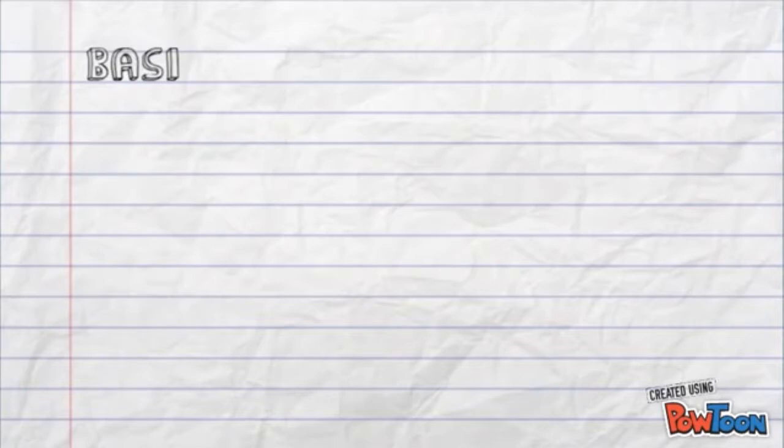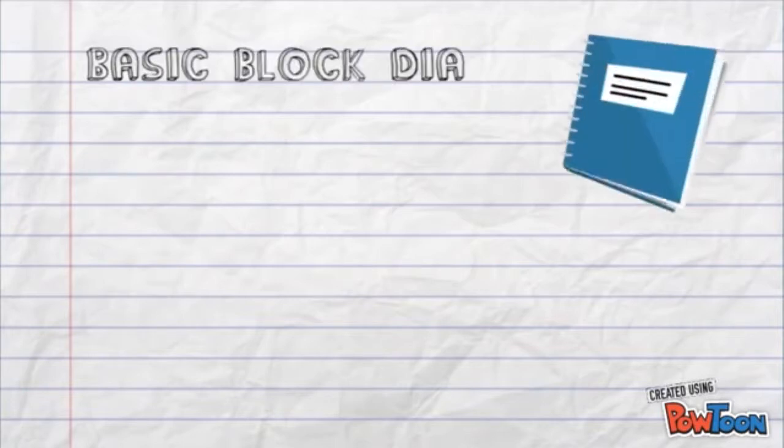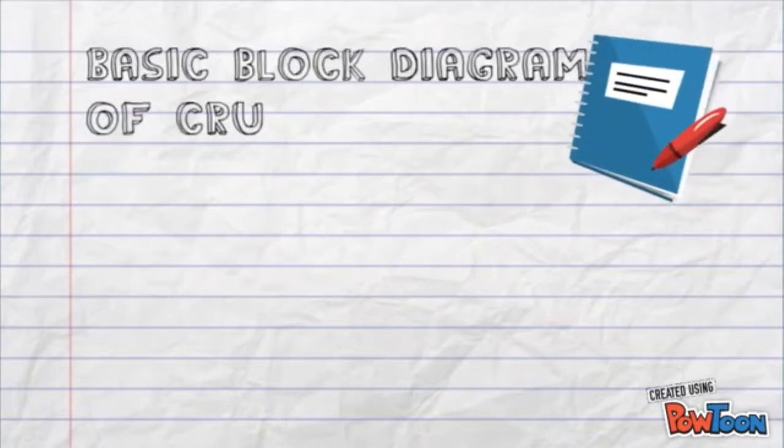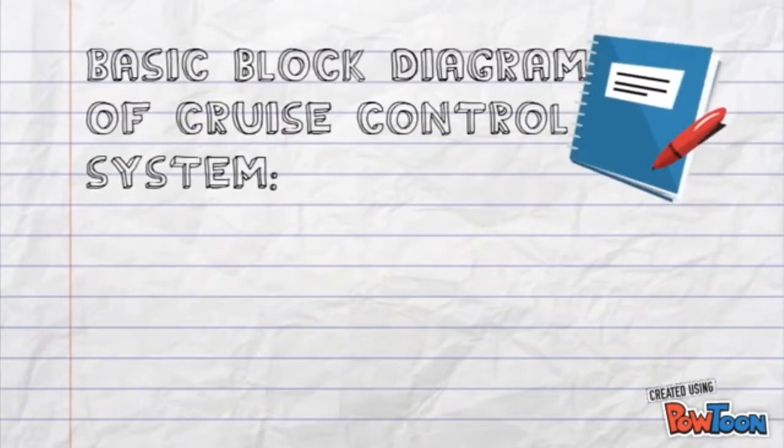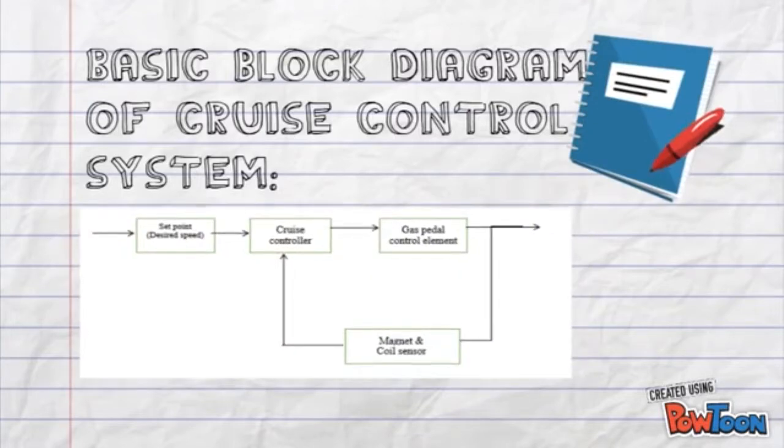This is a basic block diagram for the cruise controller system. It shows that the set point desired speed will go into the cruise control. After that, it goes to the pedal controller element to the output. It also has a feedback magnet and coil sensor back to the cruise controller.